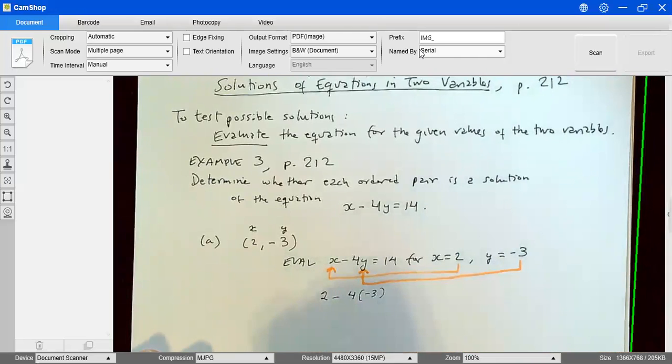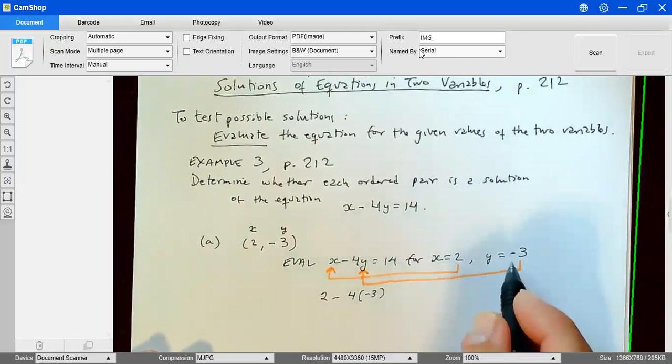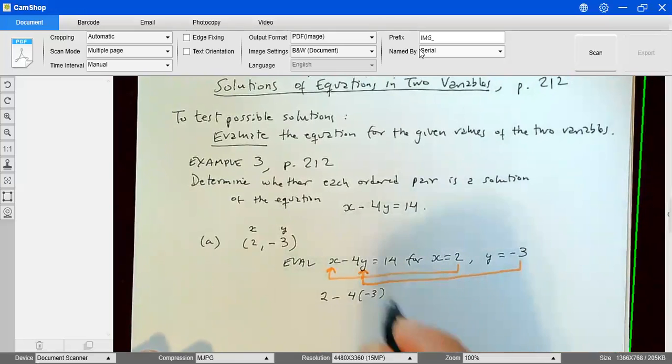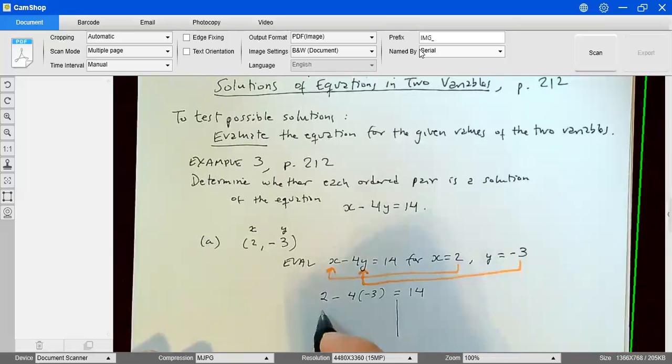So I'm using parentheses, especially when you have negative numbers, and this should be equal to 14. We're going to check whether this is true or not. So we're going to do the operation. We're going to start with this product. So we have 2, negative times negative is going to be positive. 4 times 3 is going to be 12.